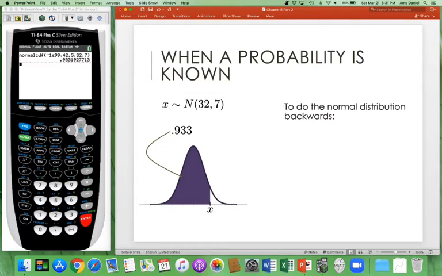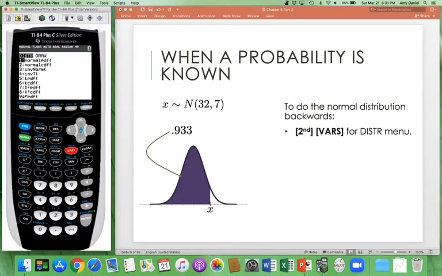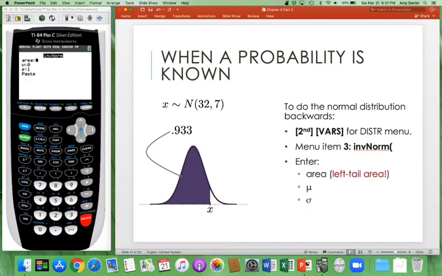All right, so to get the normal distribution backwards on the calculator, we're going to go back to the distribution menu. So come over here, my calculator. And this time what we're looking for is menu item number 3, the inverse norm. All right, so I'm going to choose option number 3. And then we'll enter in our information. It wants the area, the mean, and the standard deviation.